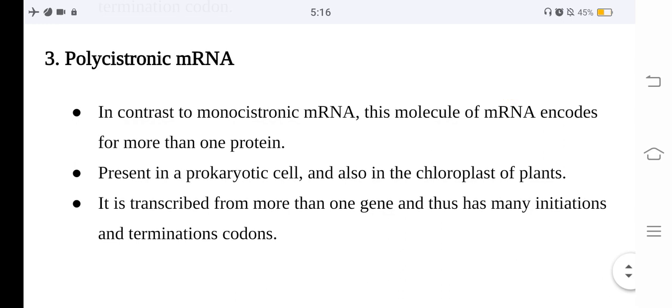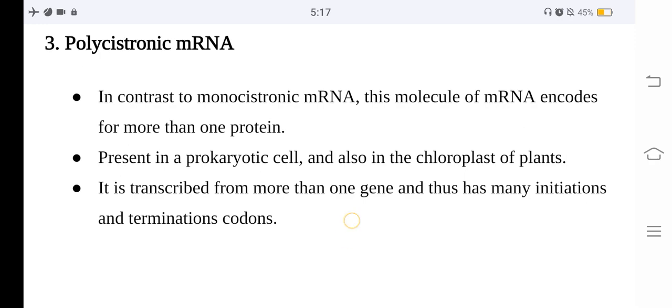Then polycistronic mRNA, in contrast to monocistronic mRNA, this molecule of mRNA encodes for more than one protein. It is present in a prokaryotic cell and also in the chloroplast of plants. It is transcribed from more than one gene and has many initiation and termination codons.